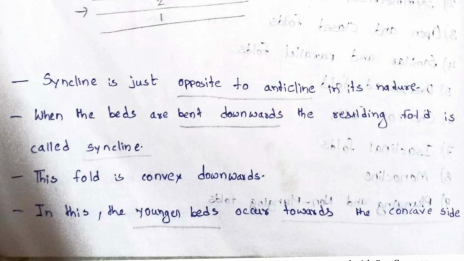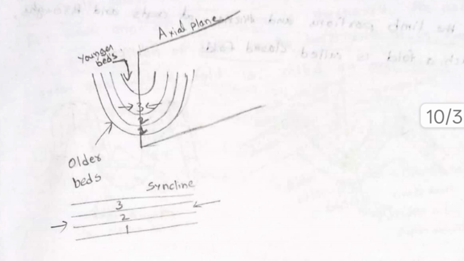Okay, then next, what is syncline? Syncline is just opposite to anticline in its nature. When the beds are bent downwards, the resulting fold is called syncline. This fold is convex downwards. In this, the younger beds occur towards the concave side.